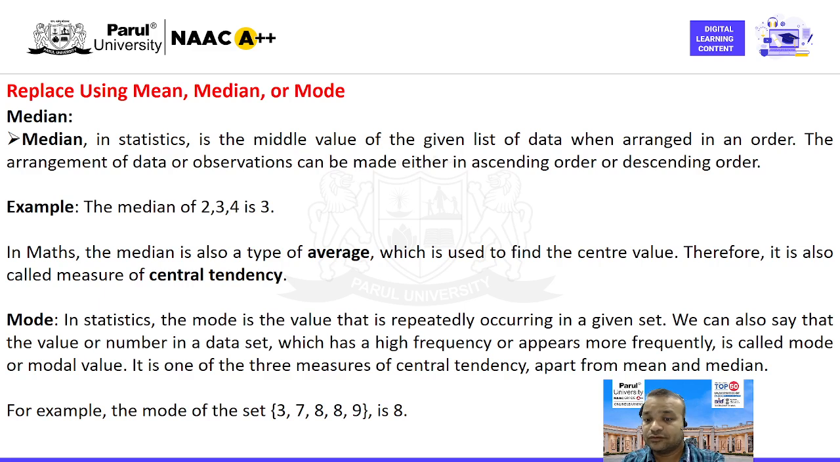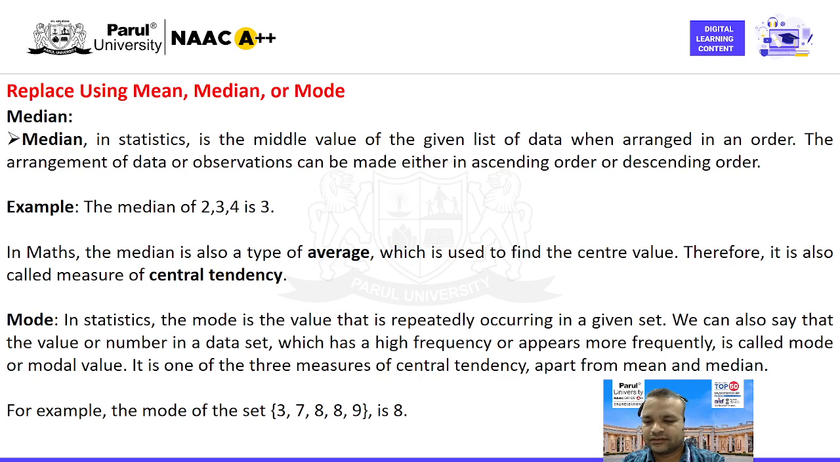Next one is mode. In statistics, the mode is the value that is repeatedly occurring in a given data set. We can also say that the value or number in a data set which has high frequency, or appears more frequently, is called the mode or modal value. It is one of the three measures of central tendency apart from mean and median.